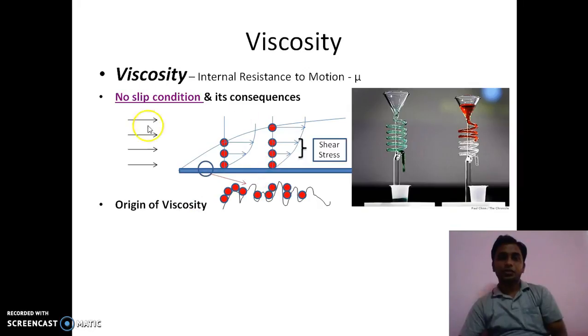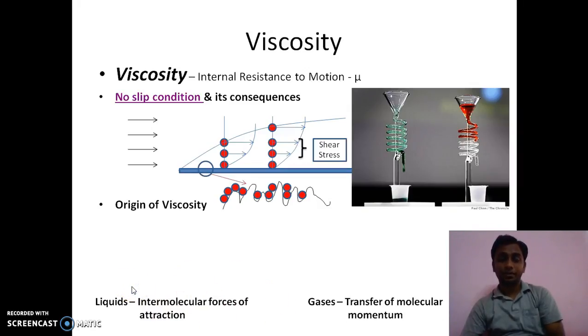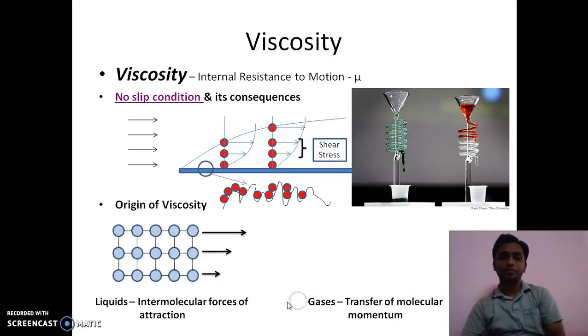Now, as we understood what is the no slip condition and its consequences, and what is the meaning of viscosity and the resistance between the two layers, now we should understand the origin of this resistance, what is the origin of viscosity. When we talk about liquids, the origin is related with the intermolecular forces of attraction of liquids. And in the case of gases, it is related with transfer of molecular momentum. So we'll go one by one.